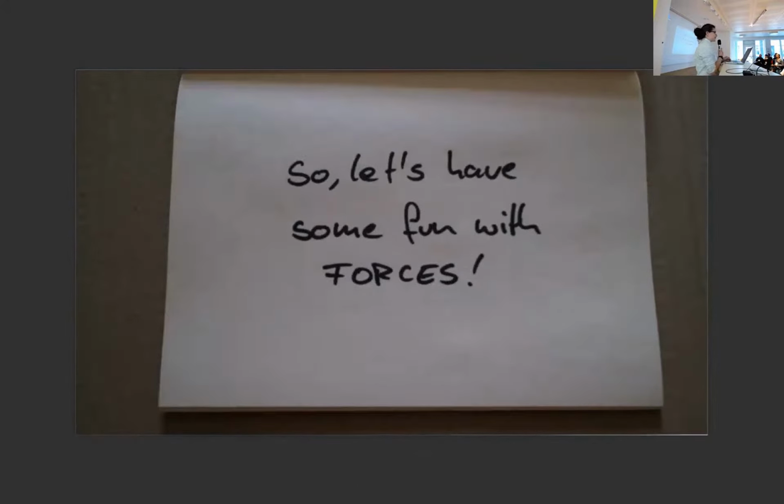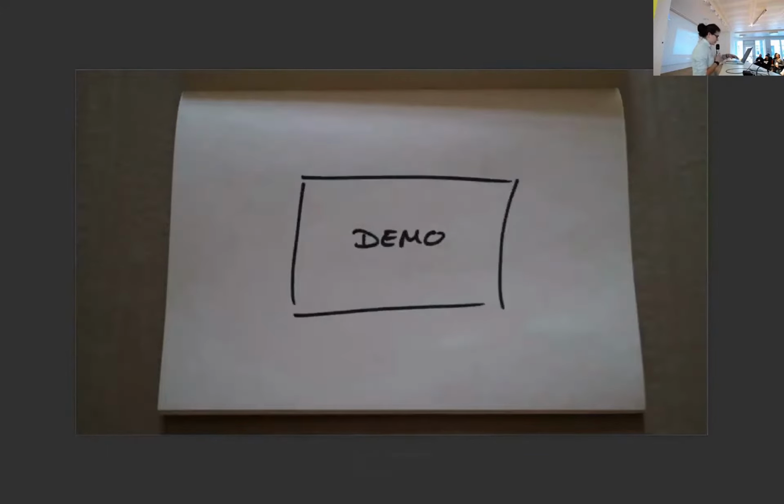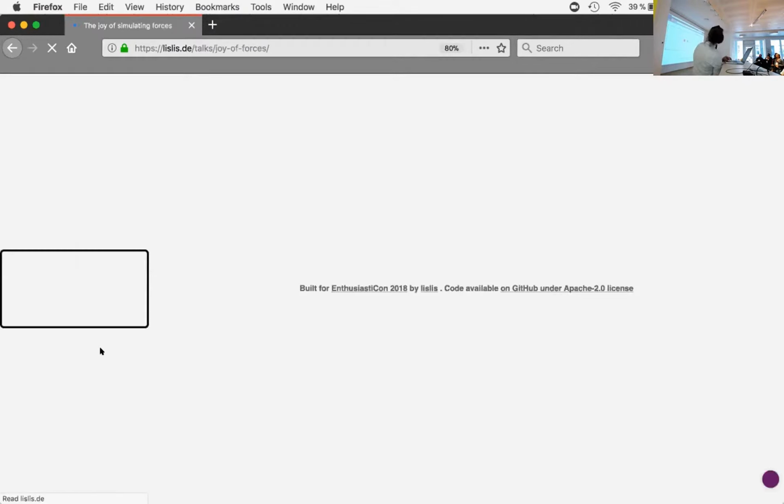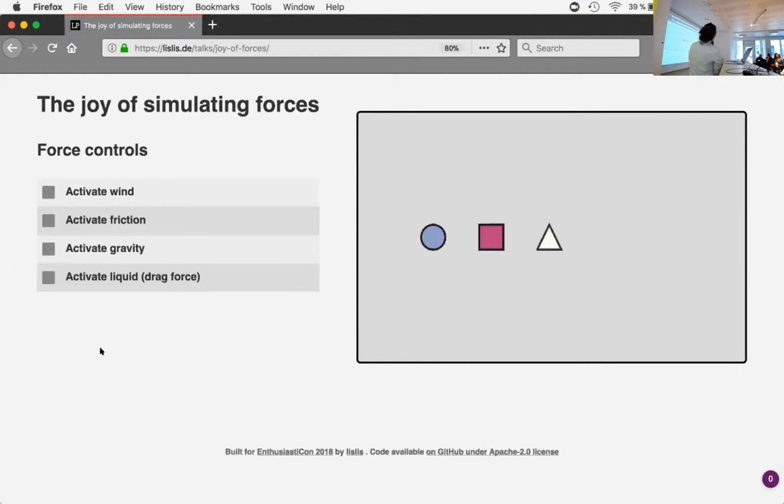Especially with forces and simulating forces. This is where the title of the talk comes from. So I made a demo, and I hope this works. Can you see this? Perfect. So this is the joy of simulating forces. This is online, so you can play around with it by yourself.